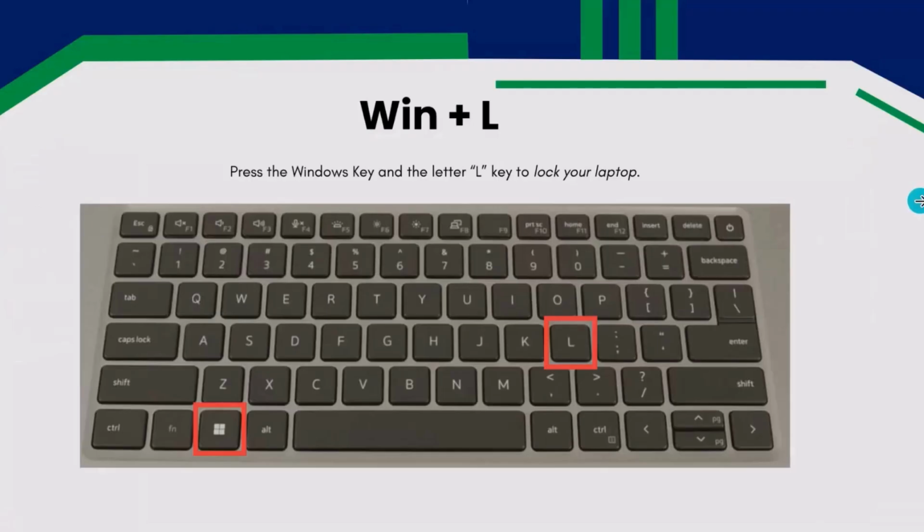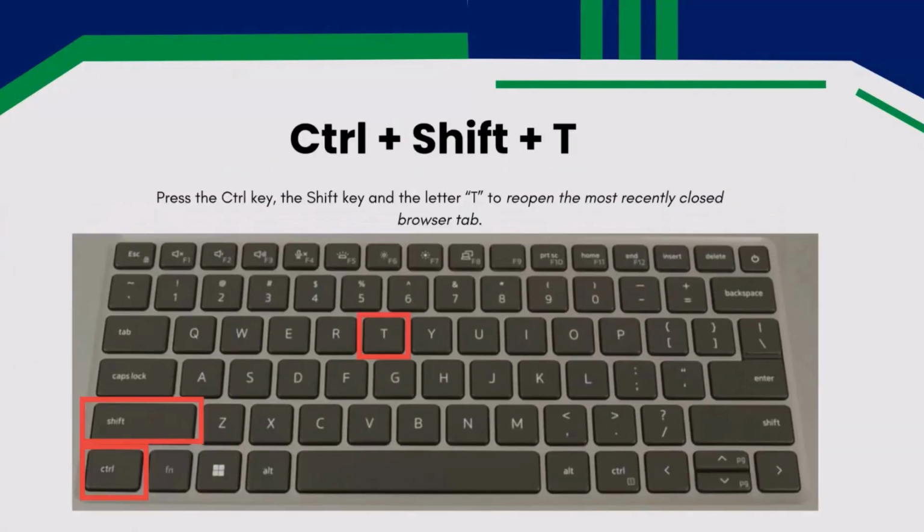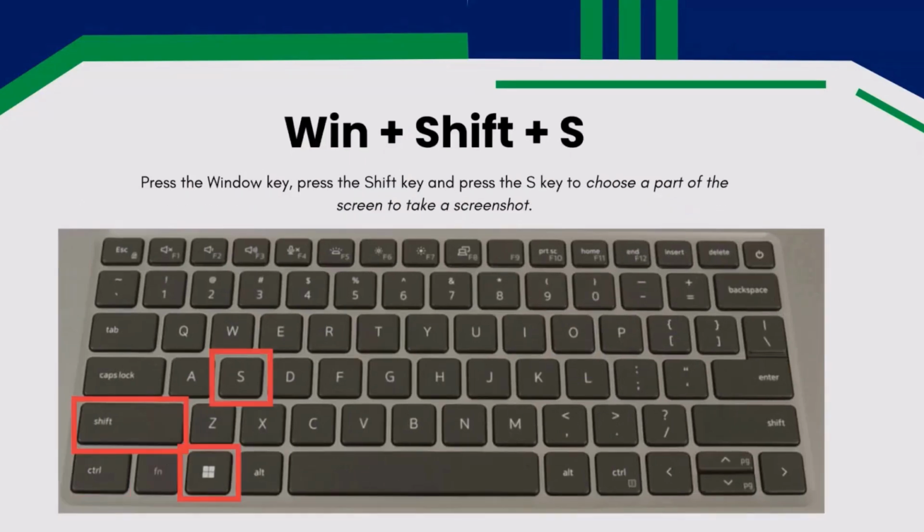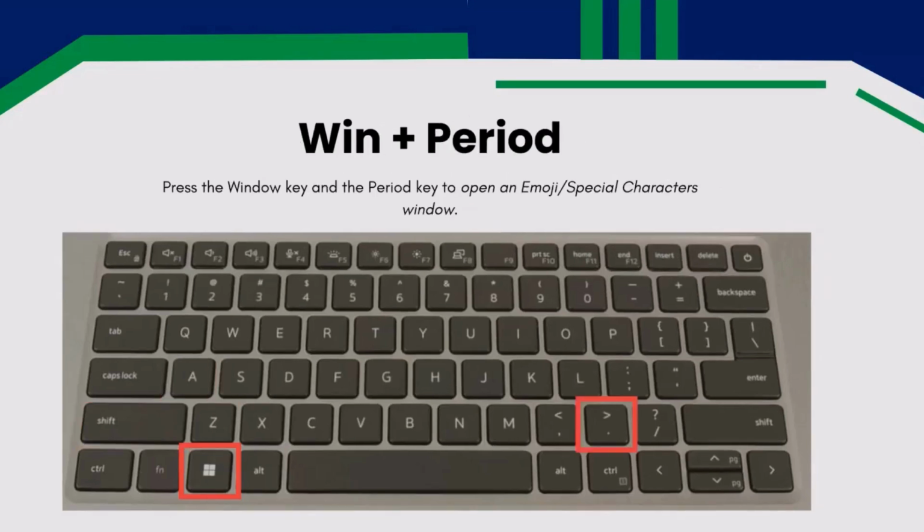So that was our 4 keyboard shortcuts. The first one was to lock your laptop. The next one was to open up any of those browser tabs that you may have closed by accident. The third one was for you to take a quick screenshot of your laptop screen, and that's Windows plus Shift plus S. And then the last one was the Windows key plus the period, and this gives you a little pop-up window of emojis and special characters.